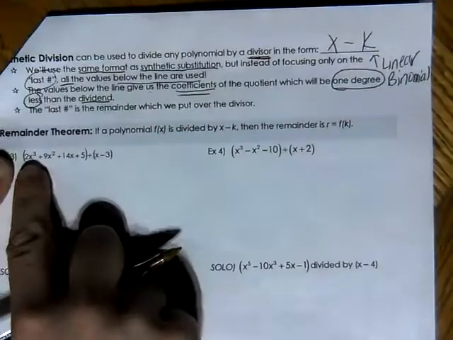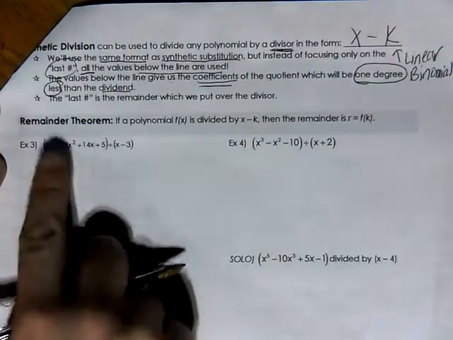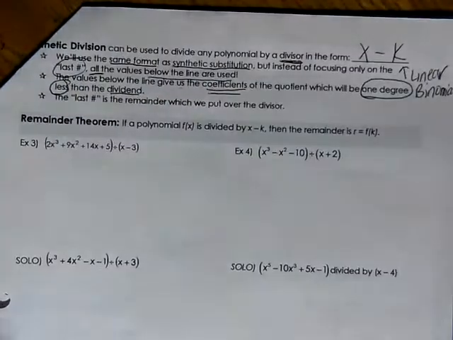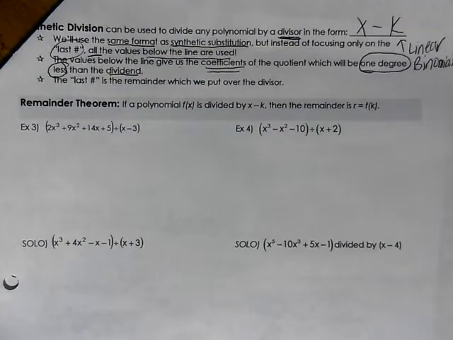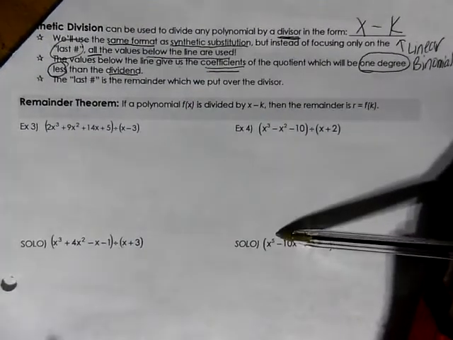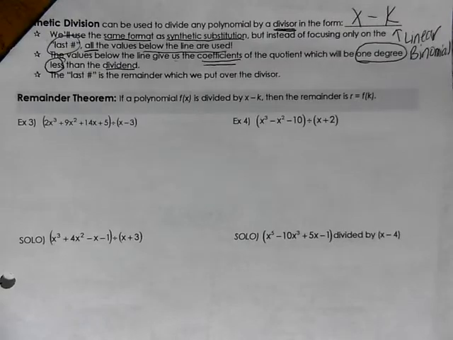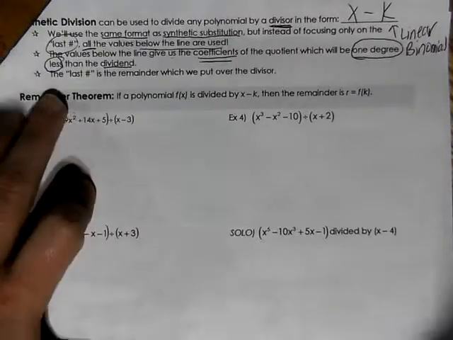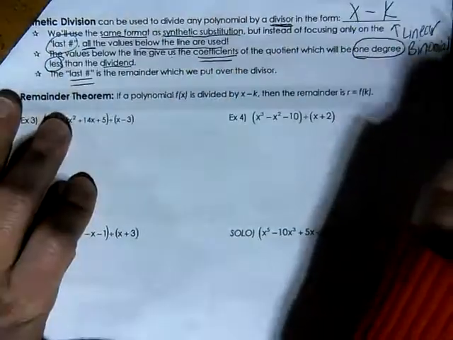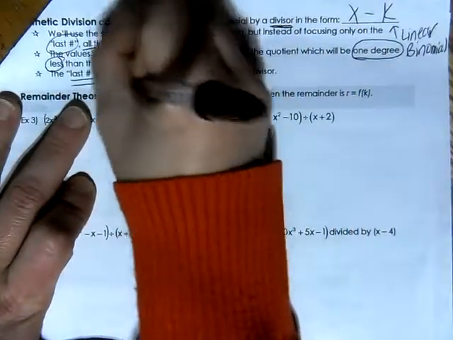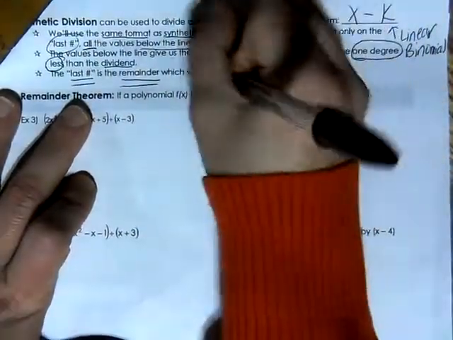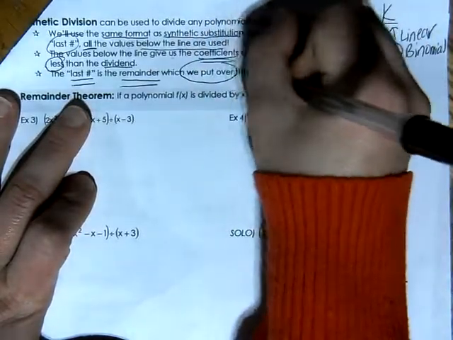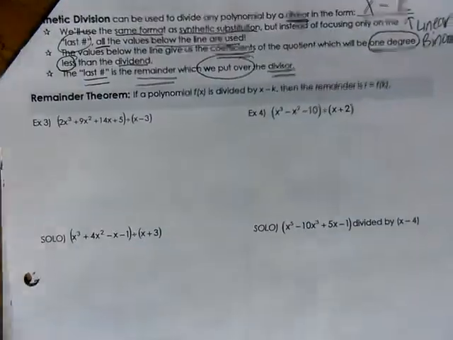So that means that if you're dividing an x cubed, the answer below the line will start with x squared. If this was an x to the 5th, the values below the line will start off with x to the 4th, and so on. The last number is important because it represents the remainder, and we will put it over the divisor. So this is how synthetic division works.